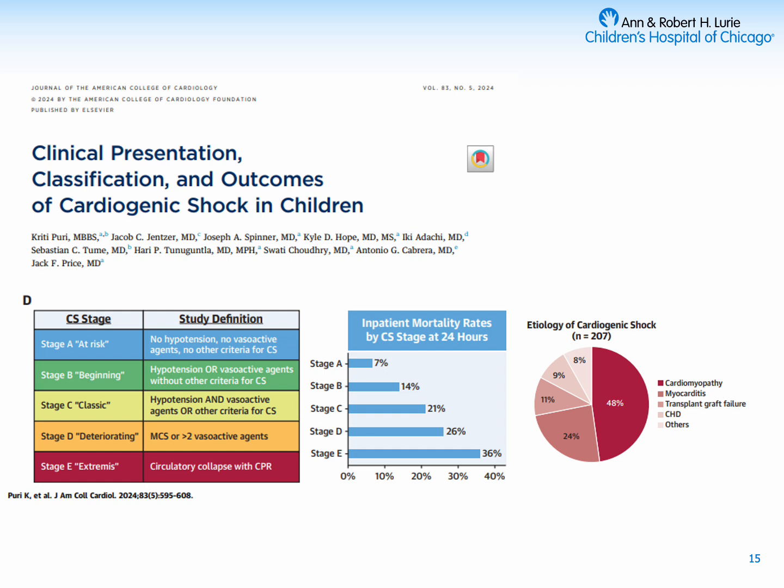And when their team did a single center retrospective review looking at patients in cardiogenic shock and identifying which stage they presented at, they found that the stages of cardiogenic shock correlated with inpatient mortality rates, so similar to the findings of the adult data. So this is an emerging classification scheme that we're going to start using more and more in pediatrics. There's a working group right now working on applying this on a multi-center level and seeing if it correlates with outcomes on a multi-center level.